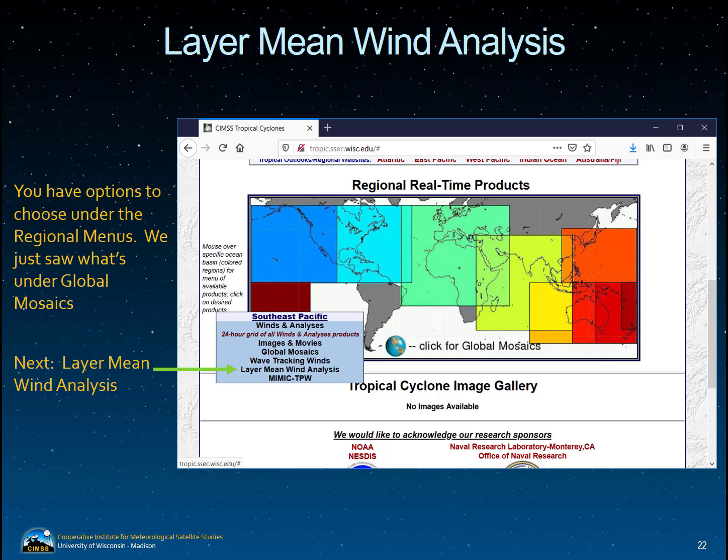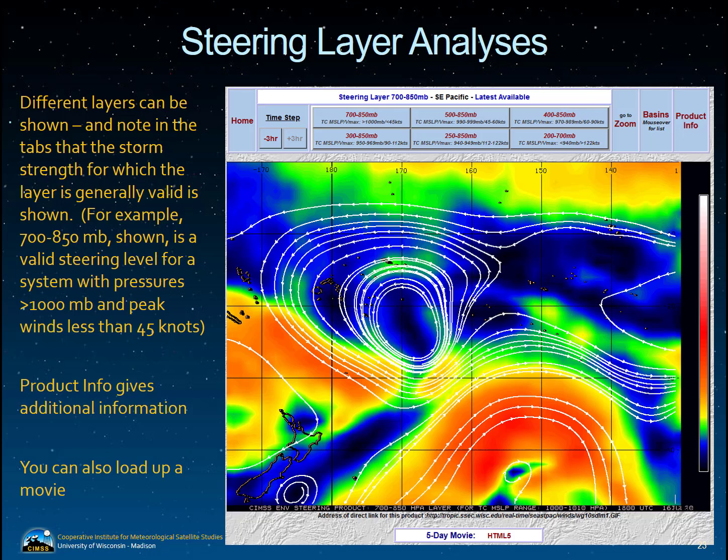Layer mean wind analysis gives you information about if there is a storm, what direction will it be moving. We have different layer winds here, from 700 to 850, for example, 500 to 850. You'll notice in the button, what kind of storm will this mean layer wind steer? For example, if you have a very weak storm, greater than 1,000 millibars, less than 45 knots, 700 to 850 might be the valid steering levels.